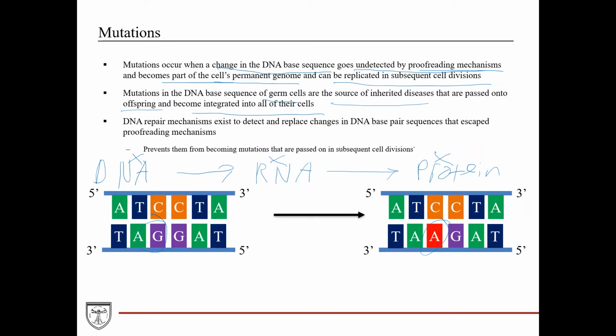So in addition to these proofreading mechanisms, we have what's called DNA repair mechanisms, and they exist to detect and replace changes in DNA base pair sequences that have escaped the proofreading mechanisms. So it's another layer of protection. And again, the reason for that is they want to prevent these mutations from being passed on in subsequent cell divisions. And so we'll talk about some of these DNA mechanisms over the next few slides.